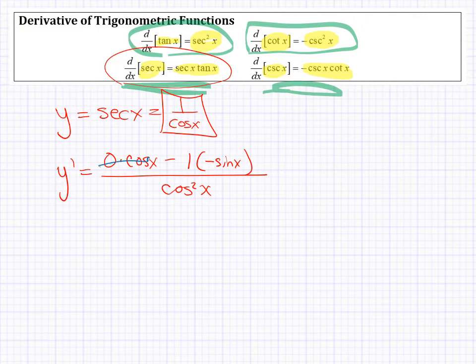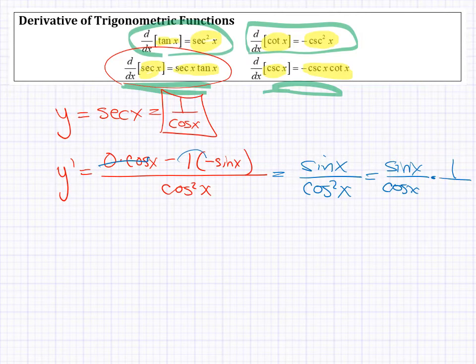Well, 0 times this, that's gone. Negative and negative would give me a positive. So I'd have positive sine x over cosine squared x, which I'll write then as sine x over cosine x times 1 over cosine x. So this is still cosine squared in the denominator.